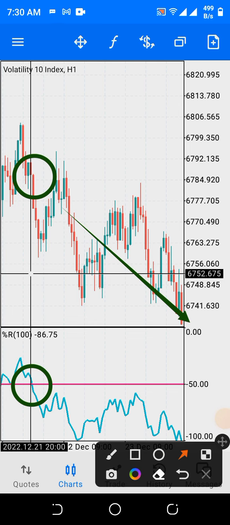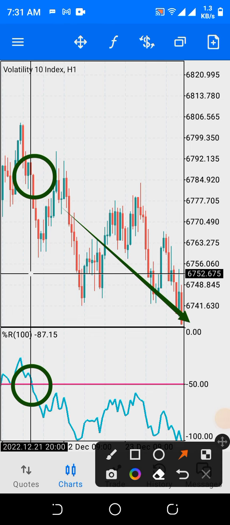Have you seen it? This is how you keep on growing your account using one particular strategy, one particular volatility index or one particular pair. Do you understand? Don't switch time frame. One time frame, one strategy, one particular pair.